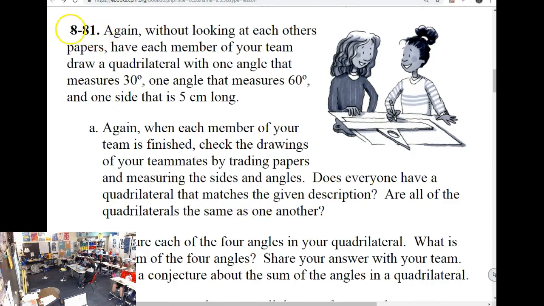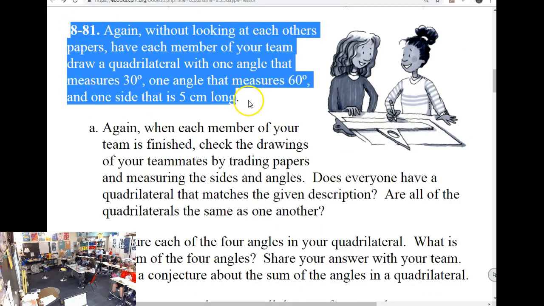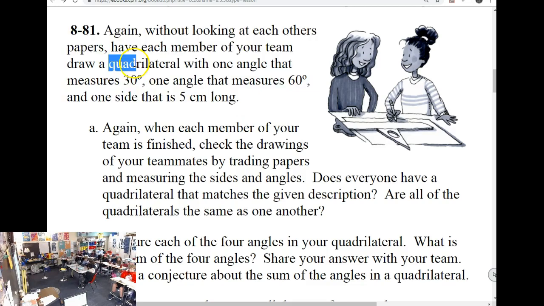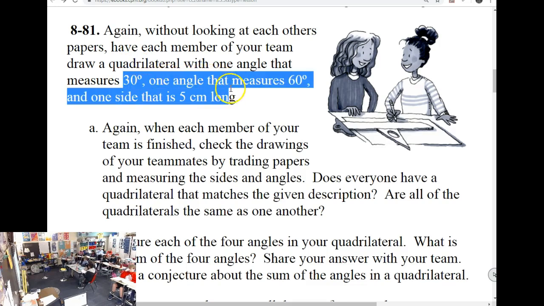All right, so now I challenge you, make a quadrilateral. What does quadrilateral mean? 4 sides with an angle of 30 degrees, an angle of 60 degrees, and a side that is 5 centimeters long. I want to see if we all get the same shape here. 30 and 60.